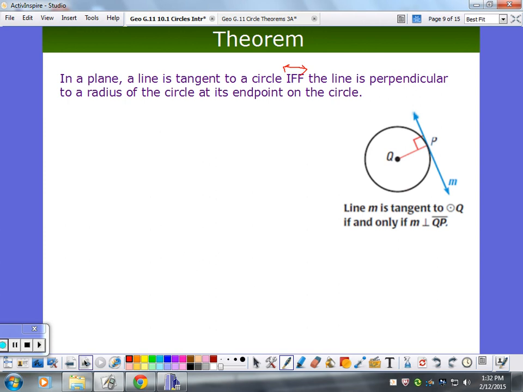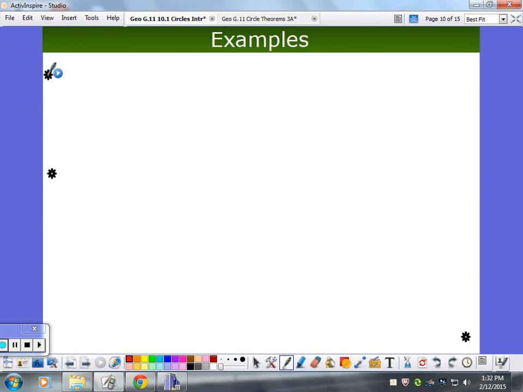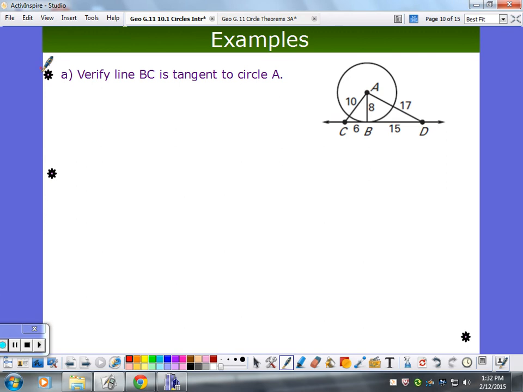Okay. So examples with this. I want to verify that line BC is a tangent to circle A. How can I verify that this thing is a tangent to circle A?